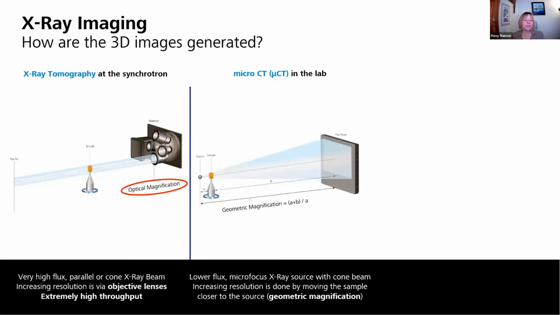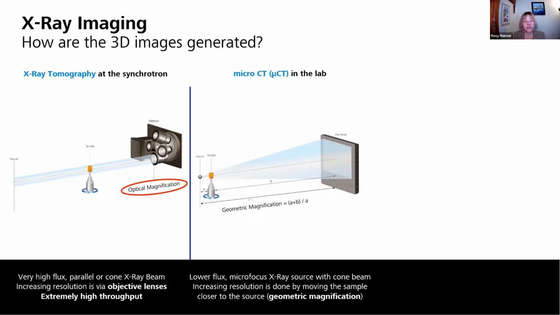If we move into the lab, we don't have access to such a high flux of X-rays. You don't have access to the synchrotron, so you use a different form of generating X-rays. And this is a microfocus X-ray source, which has a much lower flux, and the beam of X-rays is actually generated as a cone beam, as shown in this graphic here.